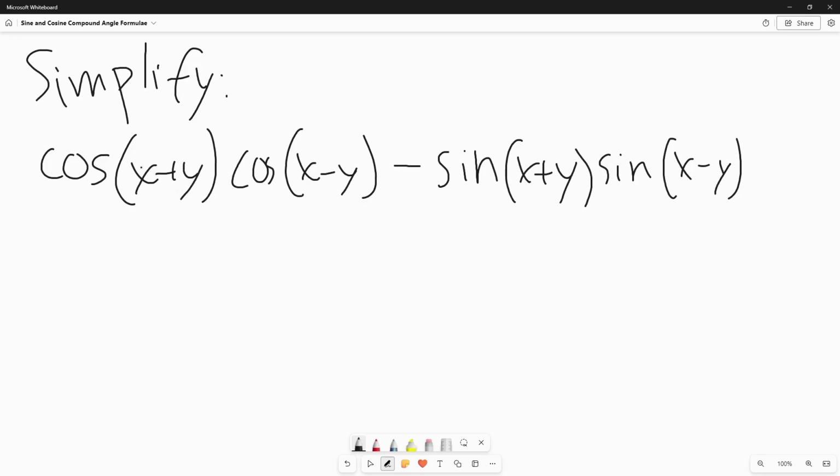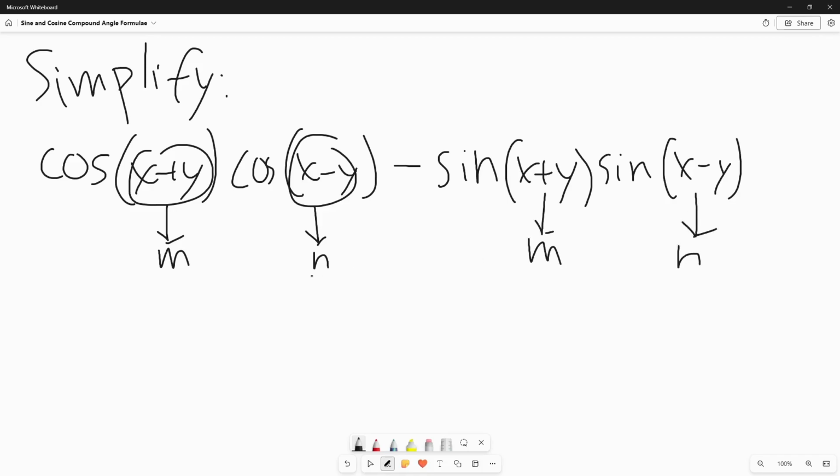But what we can do is set x plus y to a variable called m, and x minus y to a variable called n. This means this is m, and this is n. So, we can notice that m is going to be a, and n is going to be b, because the original formula for the cosine compound angle formula is cosine of a times cosine of b plus sine of a times sine of b, or minus. In this case, it's subtraction.